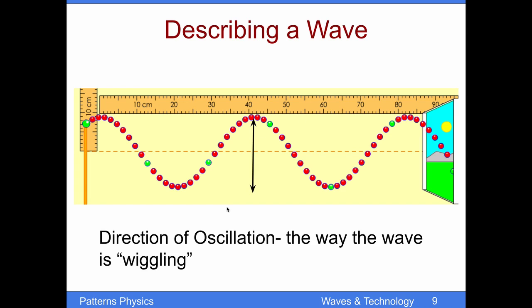Direction of oscillation. It's the way the wave is wiggling. So, this wave, it may be traveling out the window, but it's been deformed, distorted up and down. So the direction of oscillation is up and down. This wave is making this rope move up and down. So it's oscillating up and down.